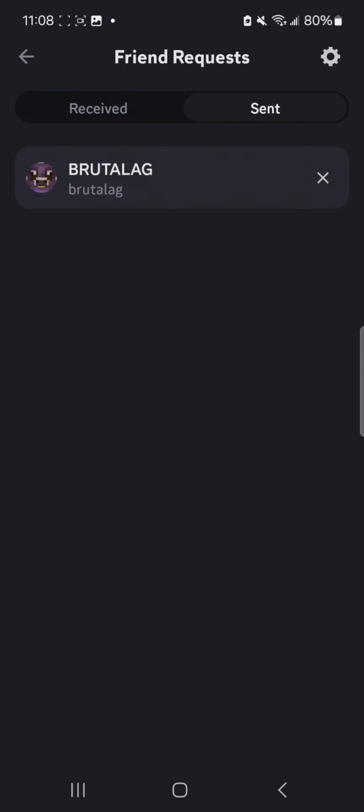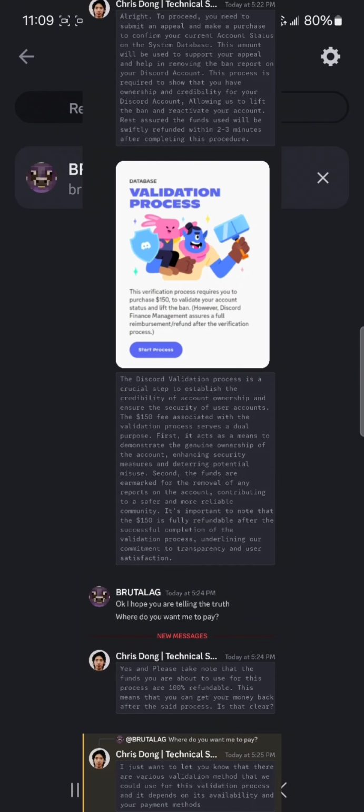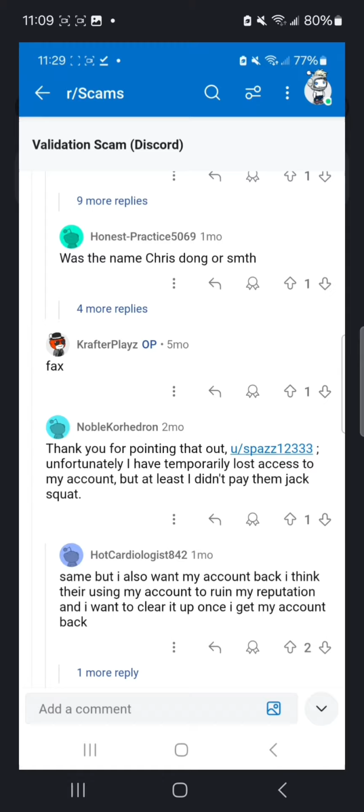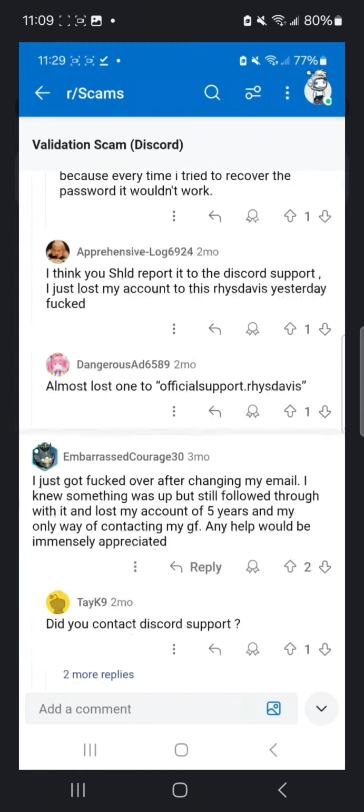And then the next thing he asked is when I got suspicious. He asked me to pay $150 just to verify that it was me on my account or something like that. At that point I went on Google and searched something like "Discord support asking me to pay $150." And the first link was a Reddit forum that said scam.